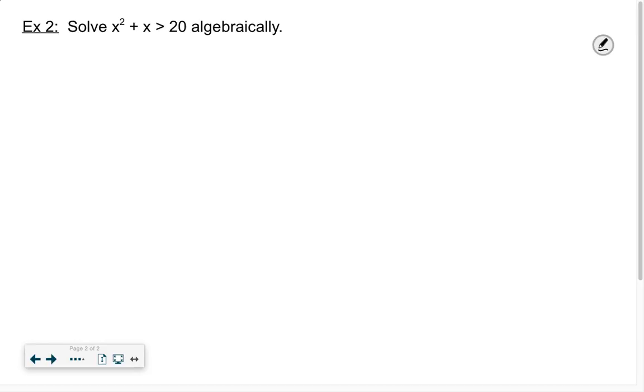First thing we want to do is set it equal to 0. So we'll subtract 20 from both sides. And let's just pretend it's an equal sign for right now. We'll deal with that greater than symbol after a bit. Now what have we been taught to do? Reverse FOIL, right? Okay, factor. So let's go ahead and do that.